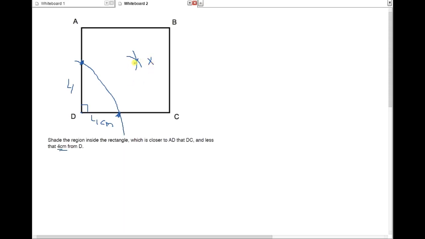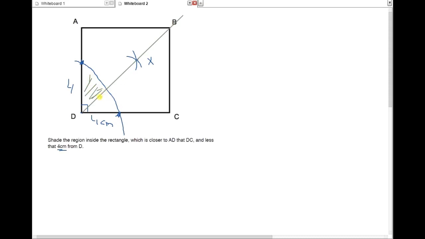Now you're going to join this X and D, and you can produce it ahead as well if you want to. So let us join it, and that's it, a beautiful diagonal. Now we are going to shade a region inside the rectangle which is closer to line segment AD as compared to DC. So you are going to shade all those points which are lying in this region.